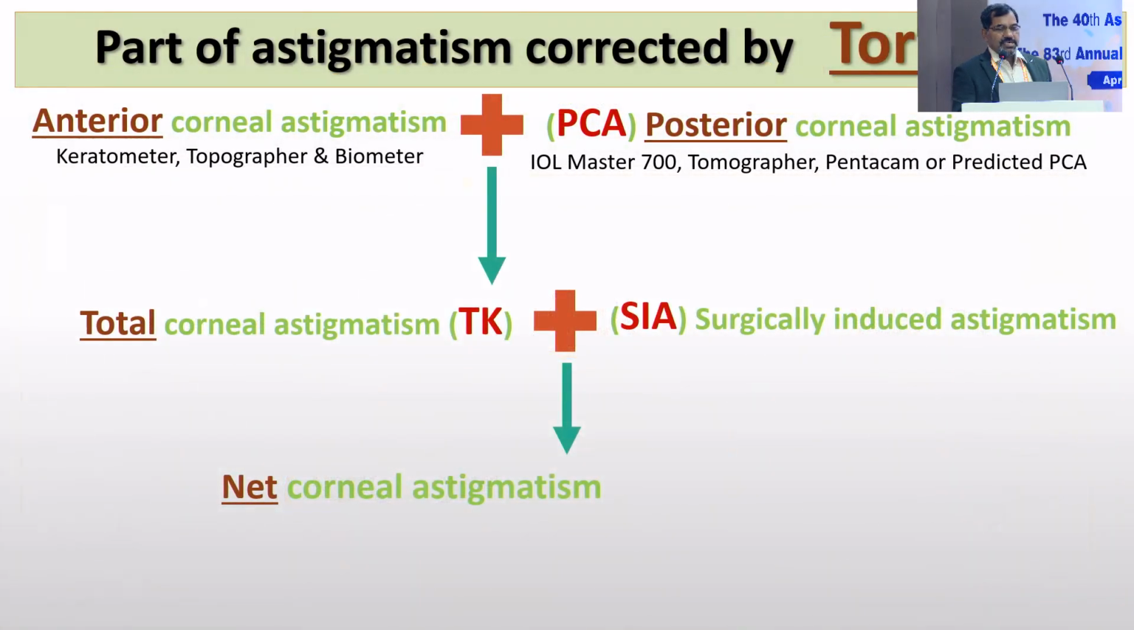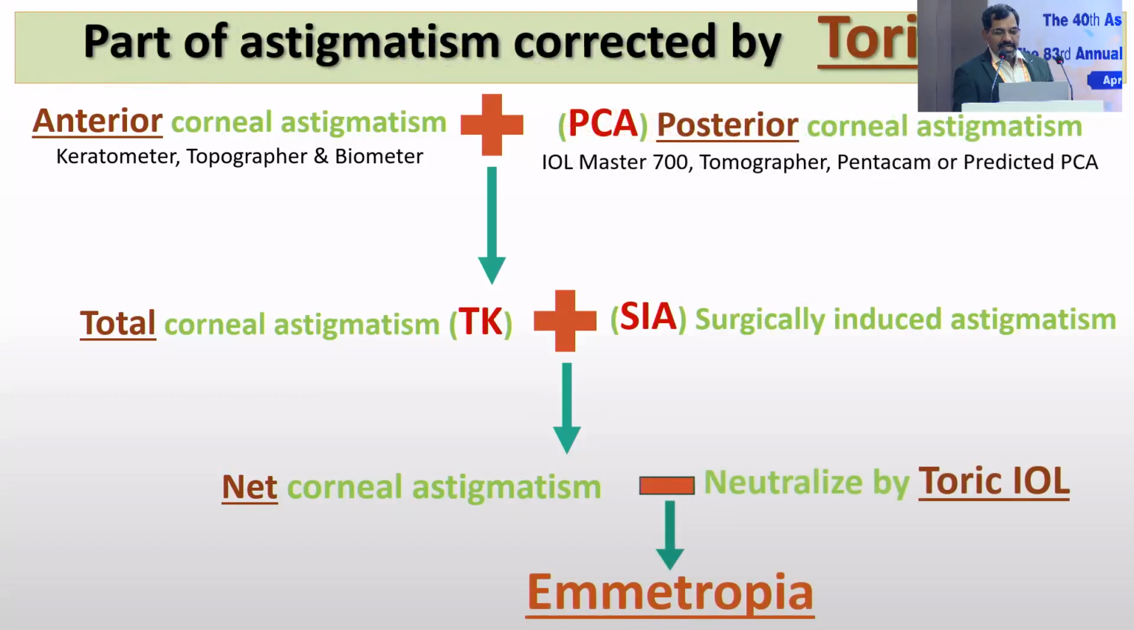So which part of astigmatism is corrected by a toric lens? We are able to measure anterior corneal astigmatism very precisely now. Then we have to measure the posterior corneal astigmatism, or we use the predicted value based on the Baylor nomogram. Anterior and posterior will give you the total corneal astigmatism. When we make an incision on the cornea, it will induce some SIA. So SIA with TK will give you the net corneal astigmatism, and toric lenses are supposed to neutralize this net corneal astigmatism totally, and then only we'll get emmetropia.